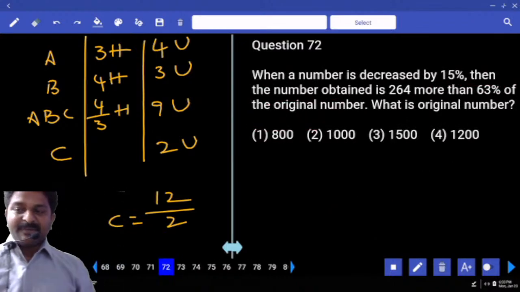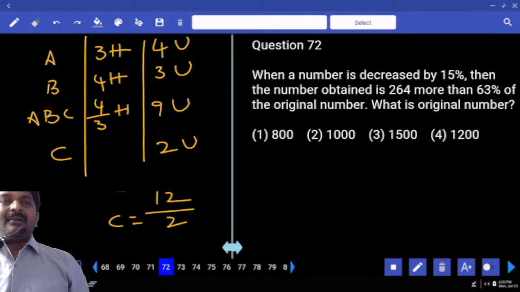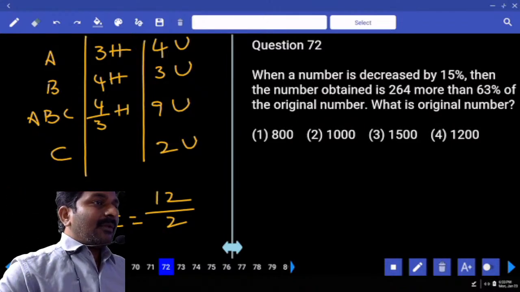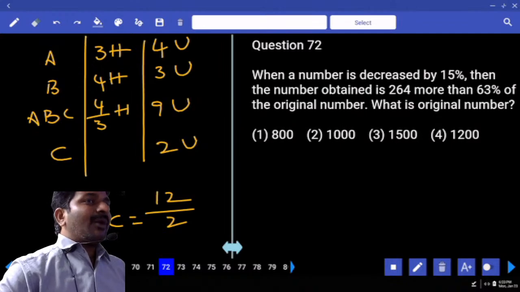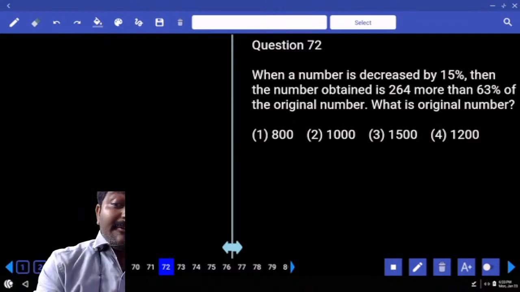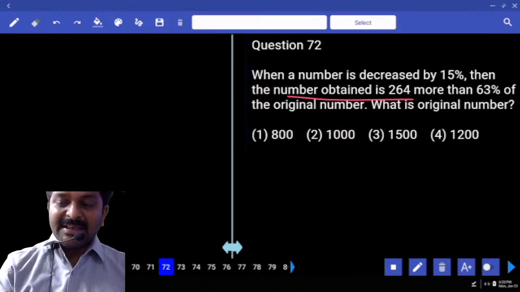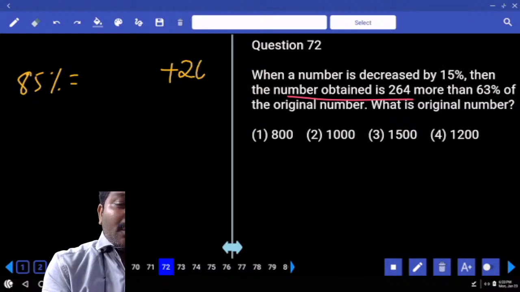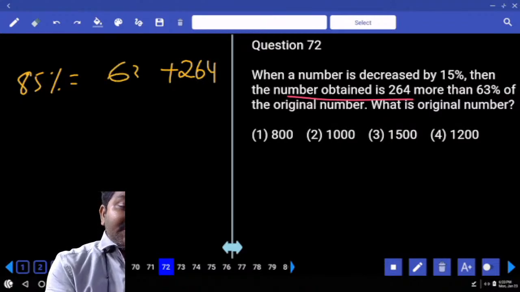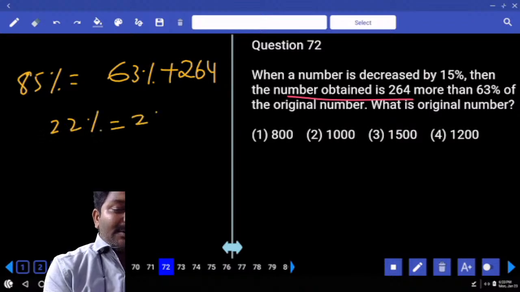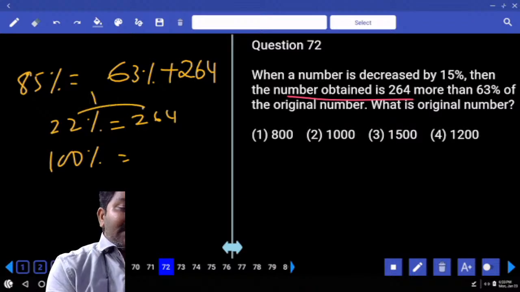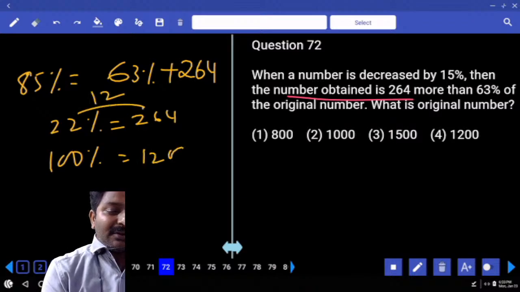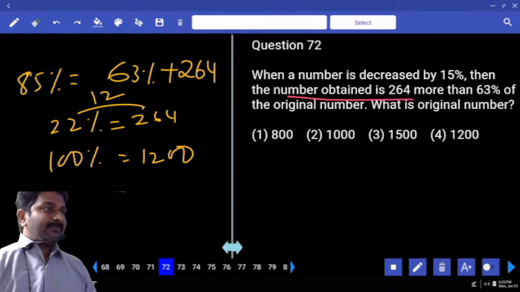When a number is decreased by 15%, what percent do you get? 85%. Then the number obtained, which is 85%, is 264 more than 63% of the original number. That means 22% is equal to 264. 100% is equal to how much? 22 once and again 2 times. 100 into 12 is equal to 1200, fourth option.